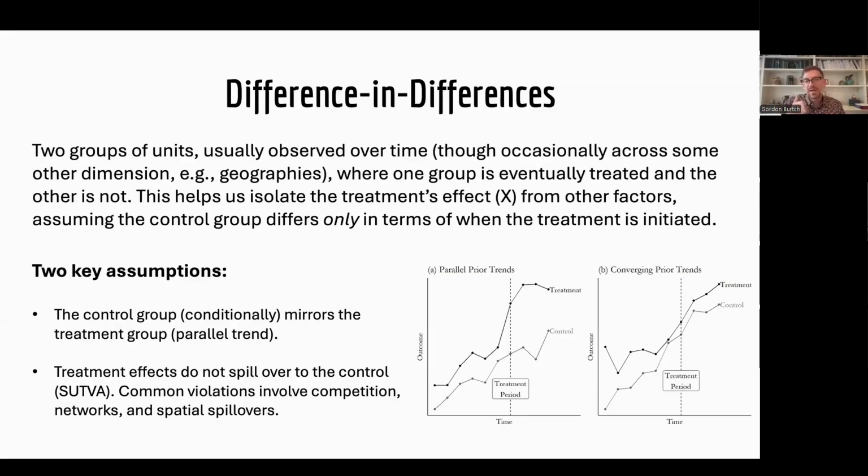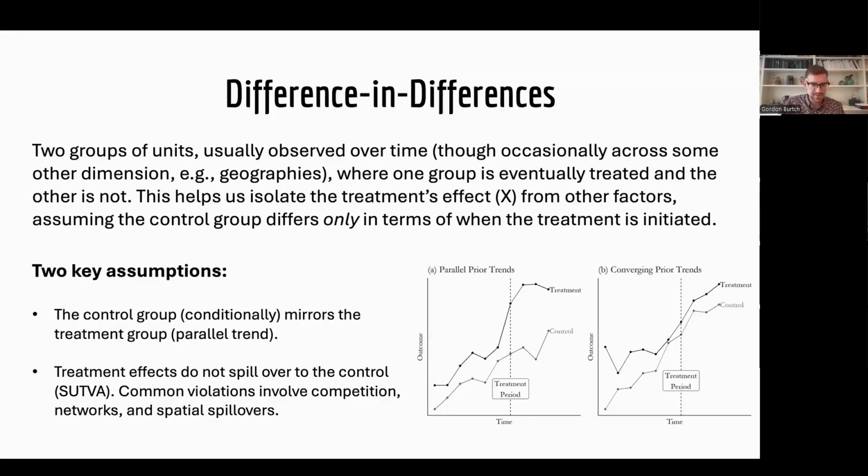The second thing is an issue that people often overlook. The first one is, by the way, the parallel pretreatment trends assumption that is common in DID. The second one that people often overlook and don't think too hard about, but need to, and which you can't see in the raw data, it's a conceptual problem, is the stable unit treatment value assumption, SUTVA. Basically, the control group needs to actually stay in the control. They don't get treated. The problem there is you can get into all kinds of situations where the treated group's treatment effect spills over onto the control group in some way.